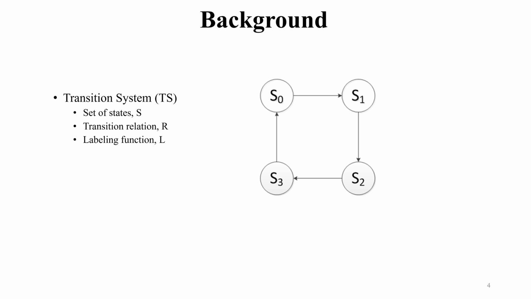A transition system, TS, is a triplet which consists of S, R, and L, where S is the set of states, R is a transition relation that defines the state transitions, L is a labeling function that defines what is visible at each state. For example, in the figure that is shown, the set of states S are S0, S1, S2, and S3. The transition relationship is shown by the arrows, which is S0 to S1, S1 to S2, S2 to S3. What this S0 means to the world is known through the application of the labeling function L.